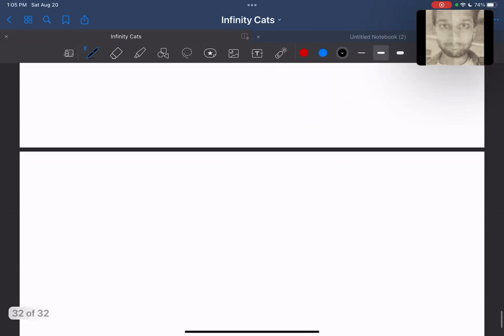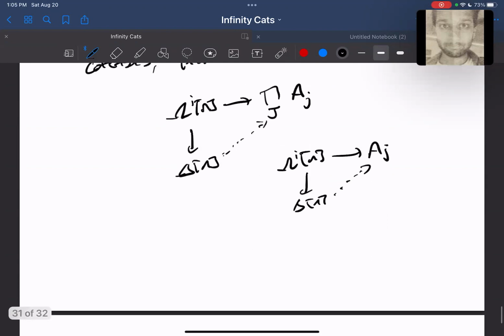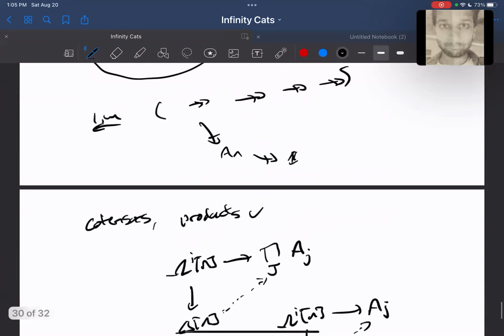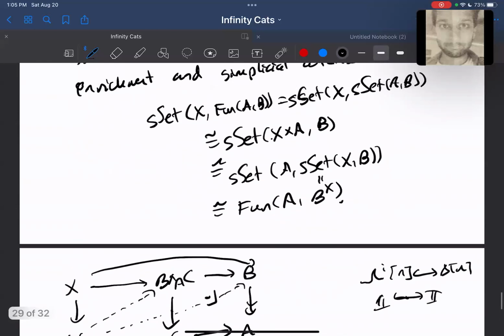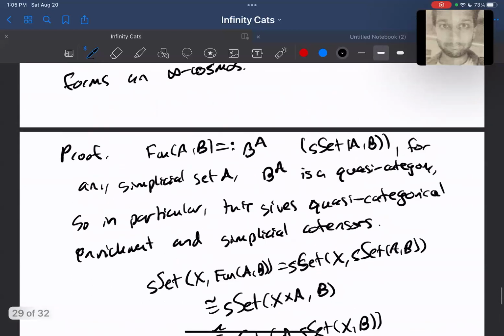So we should be done. I'm not going to check that equivalences agree quite yet. I think I'll show that later, but this is going to show you that quasi-categories form a perfectly good infinity cosmos.